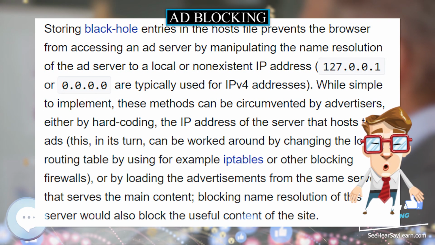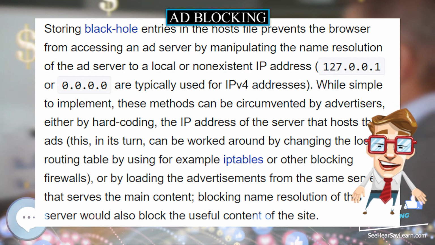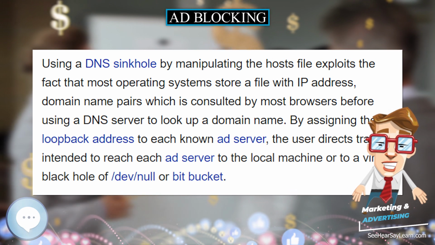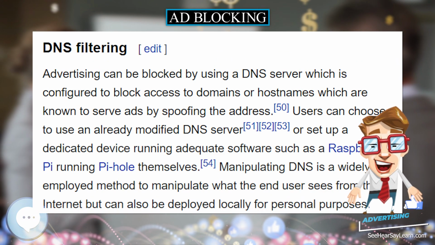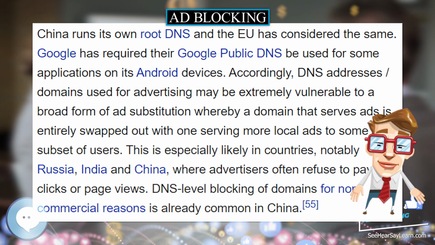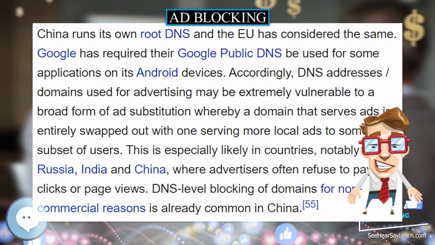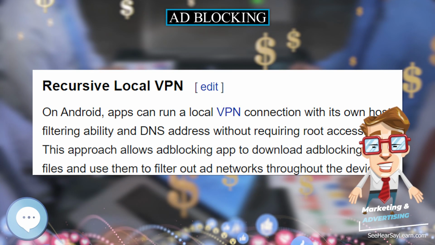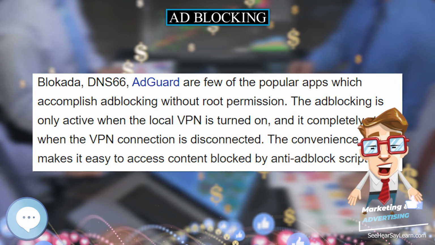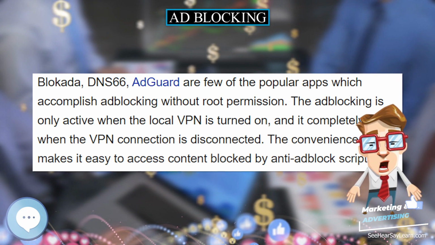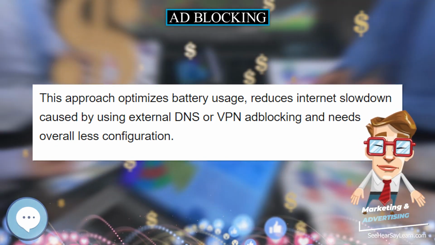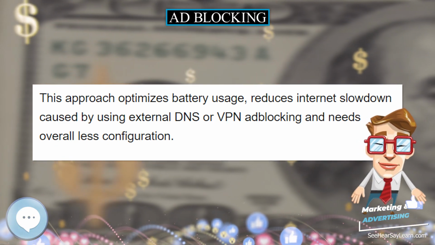127.0.0.1 or 0.0.0.0 are typically used for IPv4 addresses. While simple to implement, these methods can be circumvented by advertisers, either by hard coding the IP address of the server that hosts the ads. This, in its turn, can be worked around by changing the local routing table by using, for example, iptables or other blocking firewalls, or by loading the advertisements from the same server that serves the main content. Blocking name resolution of this server would also block the useful content of the site.